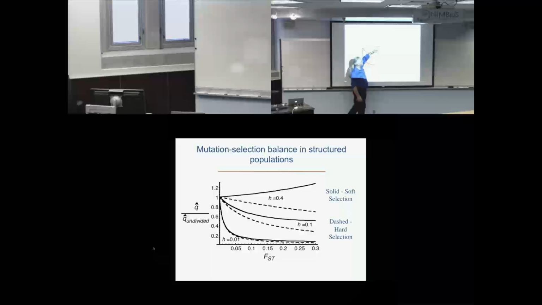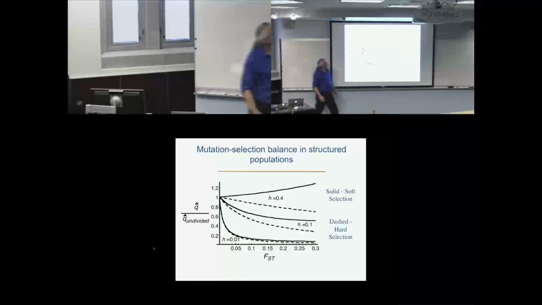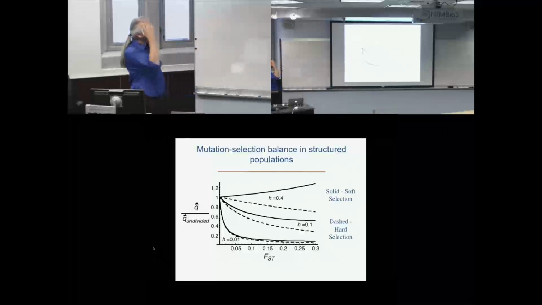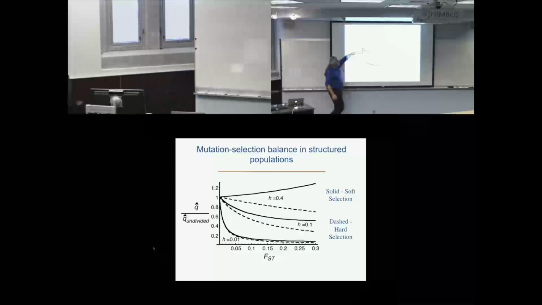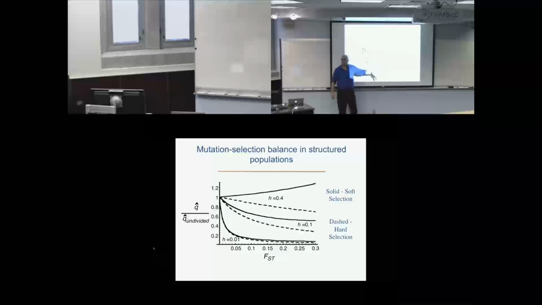And then I'm going to show you cases with different values of the dominance coefficient. So h equals 0.01: the deleterious allele is nearly recessive. The heterozygote has only 1% of the effect of the homozygote, up to nearly codominant here on the top. And there are solid lines that show us what happens with soft selection and dashed lines that show us what happens with hard selection. Okay, so with hard selection only, we get more effective selection in a structured population.